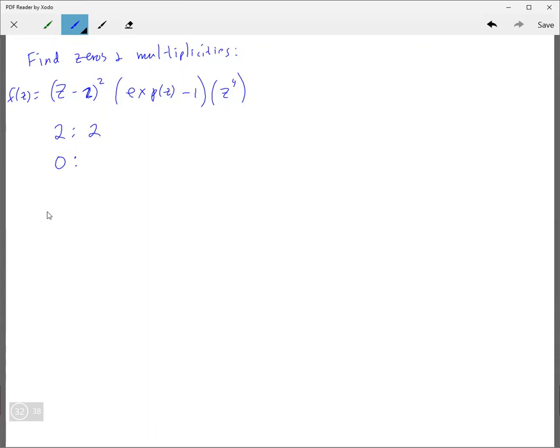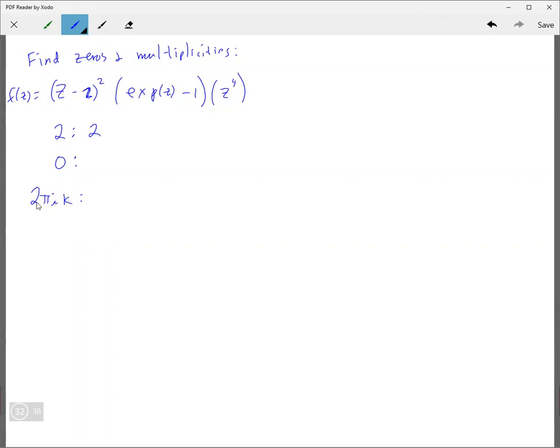Also, believe it or not, that's not all the zeros. Can you think of any more? 2k pi. What's that? 2 pi k? Actually, it's 2 pi i.